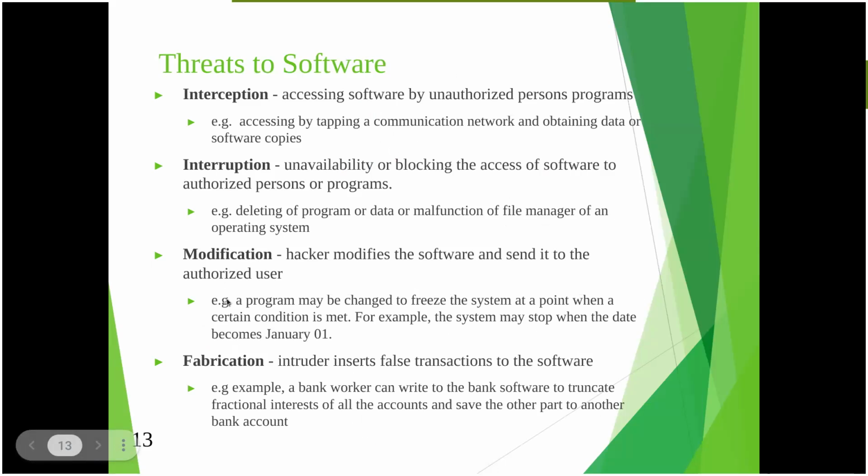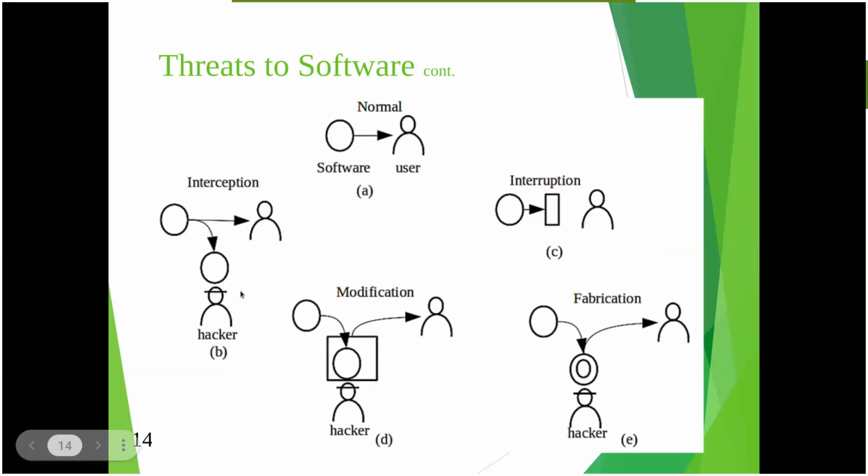Another one is interruption. It is unavailability or blocking of access to the software for authorized persons or programs. It is blocked because the user cannot access it; the hacker blocks it. This can be deleting a program or data, or malfunction of the file manager of an operating system. This C is interruption. The user cannot access the software because maybe the software is deleted.